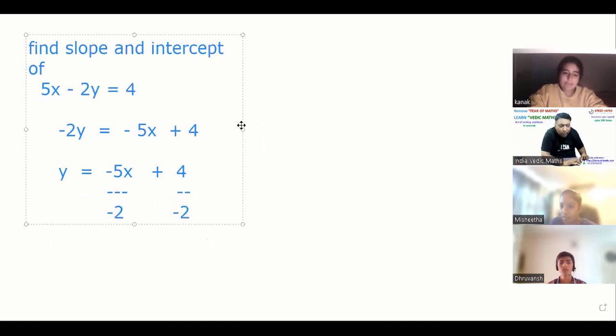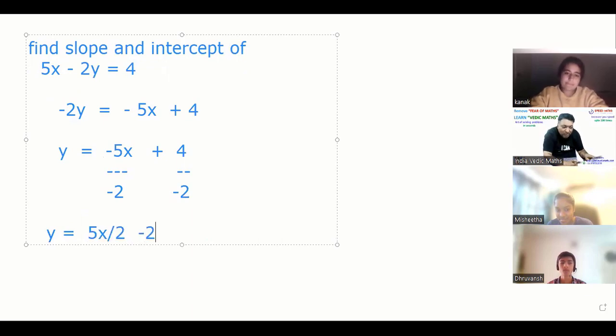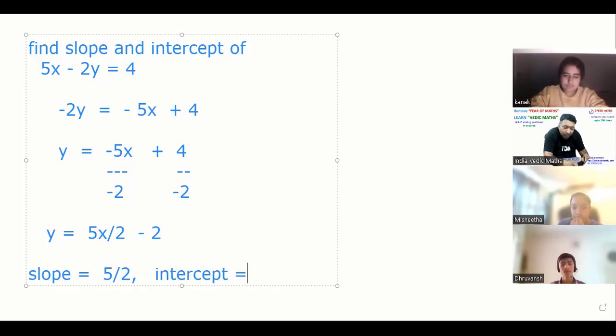So now, if I simplify this, I'll get y equal to 5x by 2 minus 2. Yes or no, guys? This is what we get. Yes, sir. So what is the slope now? Slope is 5 by 2. My bad. What is the coefficient of x? 5 by 2. And what is the intercept? Negative 2. It's not 0, it's not something positive. It's negative 2. y equal to mx plus c. c is equal to negative 2.